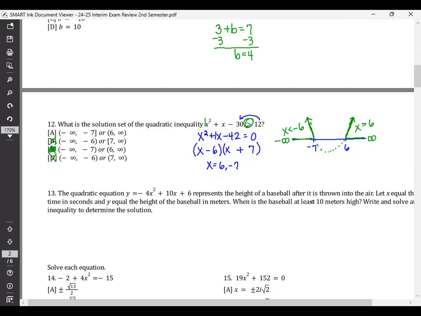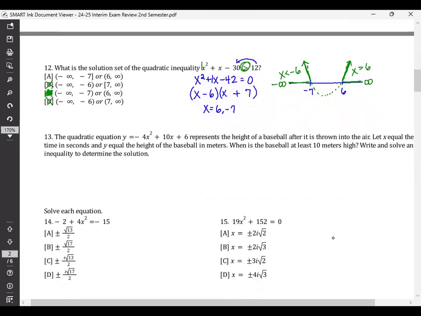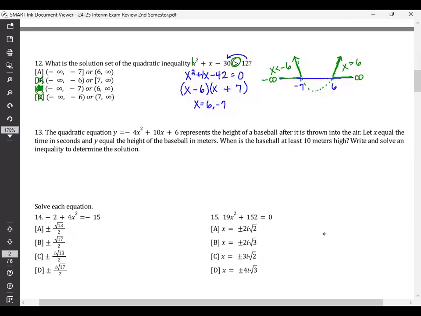Number 13, same idea. It says the quadratic equation given there represents the height of a baseball after it's thrown in the air. Let x equal the time in seconds and y equal the height of the baseball in meters. When is the baseball at least 10 meters high? So the first thing we want to do is write that inequality. So we're going to take what they gave us, but then the problem says at least 10. So at least 10 is greater than or equal to 10.